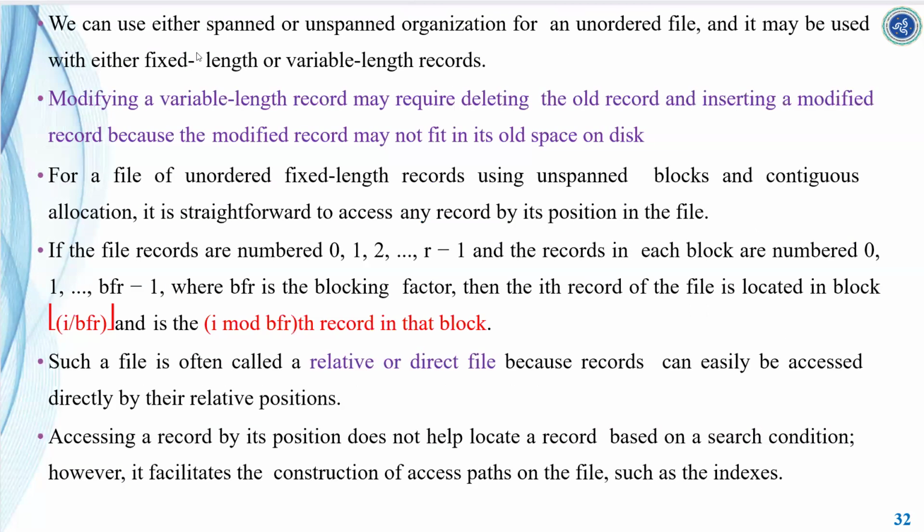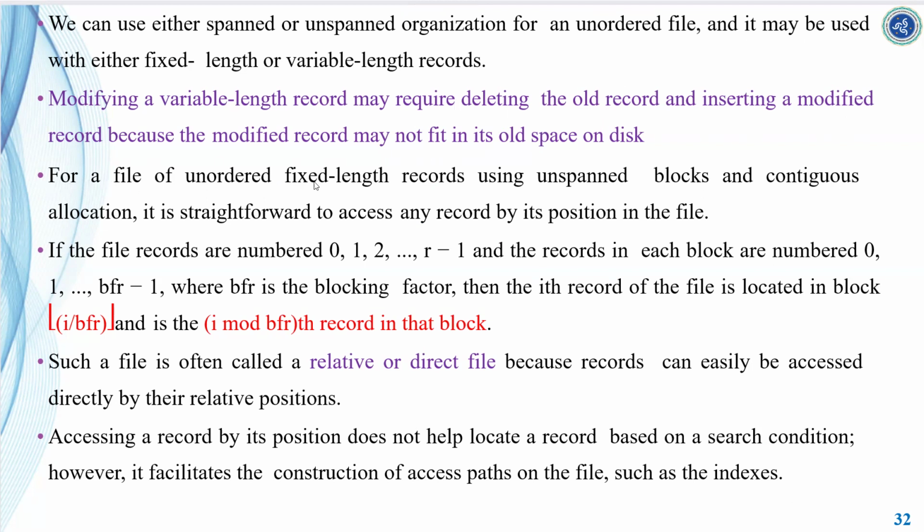We can use either a spanned or an unspanned organization for a heap file or unordered file, and it may be used for either fixed length or variable length records. Modifying a variable length record may require deleting the old record and inserting the modified record, because the modified record may sometimes not fit in the old space.